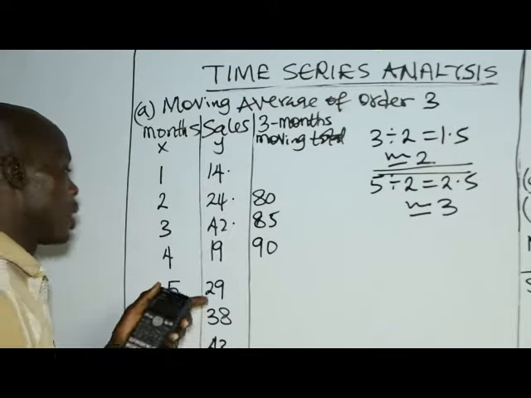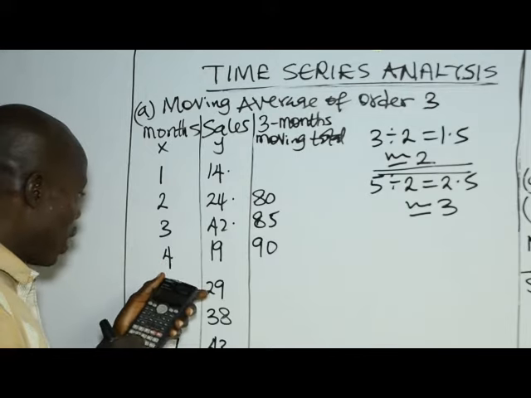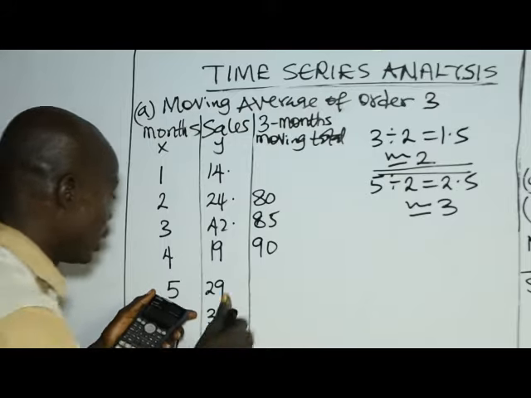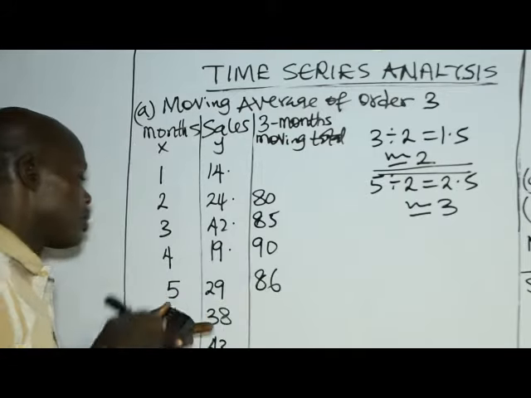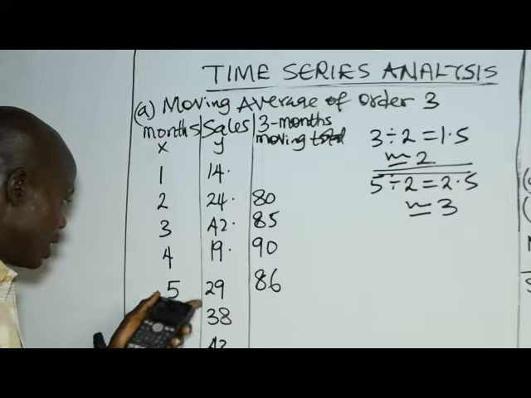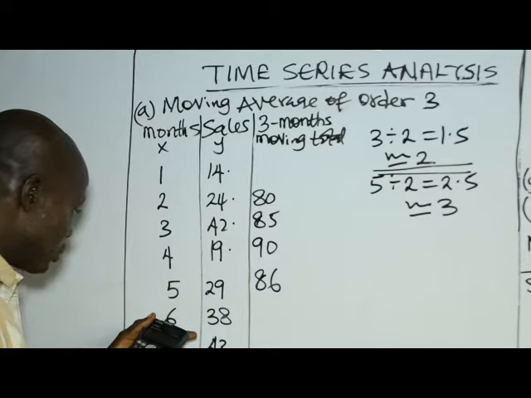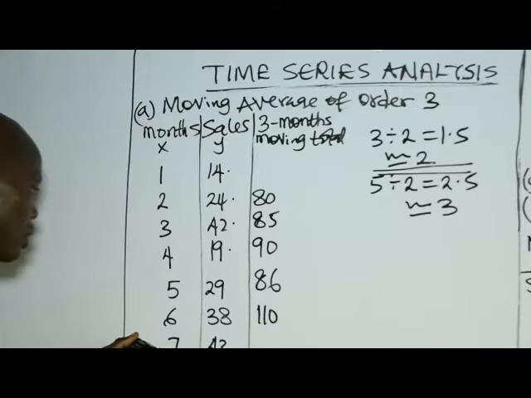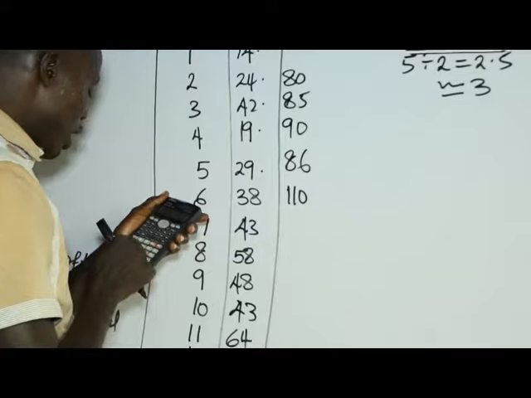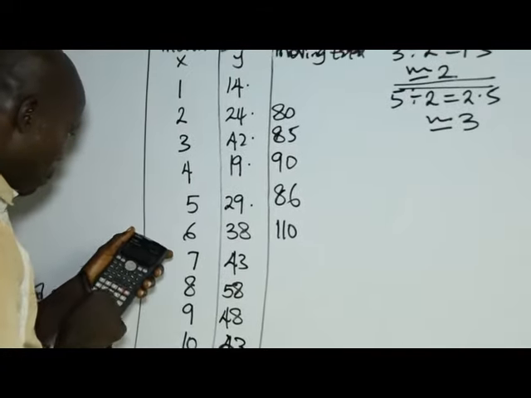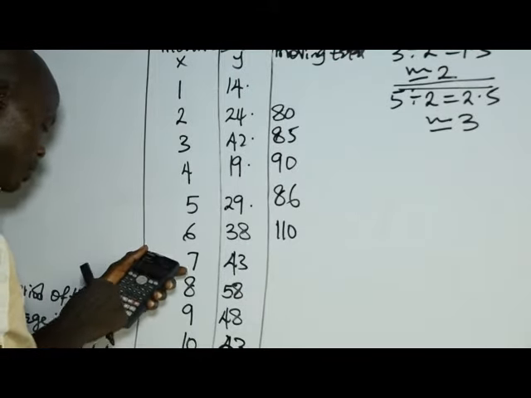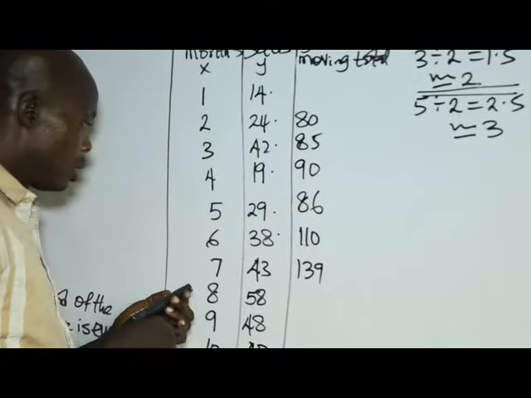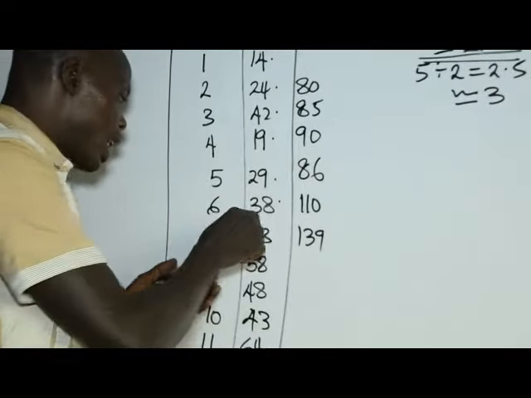You again drop 42 and start from 19: 19 plus 29 plus 38 gives us 86. You drop 19 and start adding from 29 again: 29 plus 38 plus 43 gives us 110. Then you drop 29 and start your addition from 38: 38 plus 43 plus 58 gives 139. Then you drop 38 and start your addition from 43.